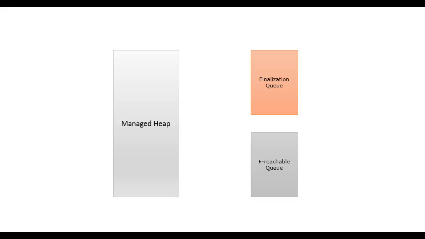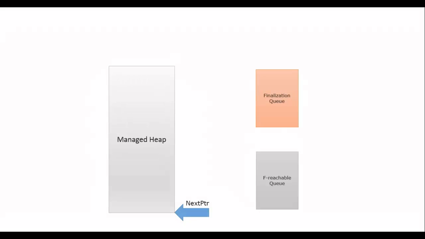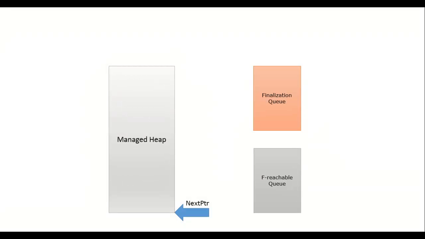Actually, the garbage collector maintains two other data structures. First, the finalization queue, and second, the reachable queue. So let's discuss the use of these two data structures. Whenever we create an object of a class, it is created in the heap, and if its type has finalize implemented, then a pointer to that object also goes in the finalization queue.